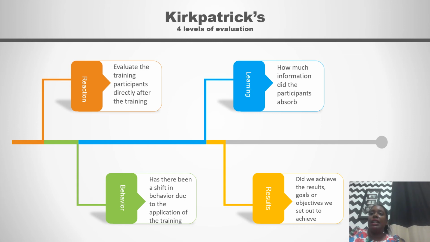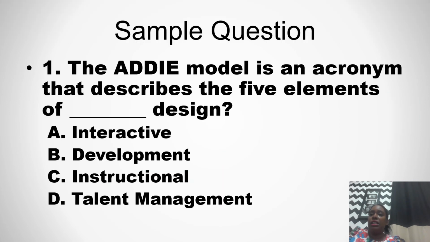Now, how about we look at a couple sample questions? I know you guys have kind of been dying to see some of these questions. Let's see. Sample question number 1. The ADDIE model is an acronym that describes the 5 elements of blank design. Is it A, interactive, B, development, C, instructional, or D, talent management?